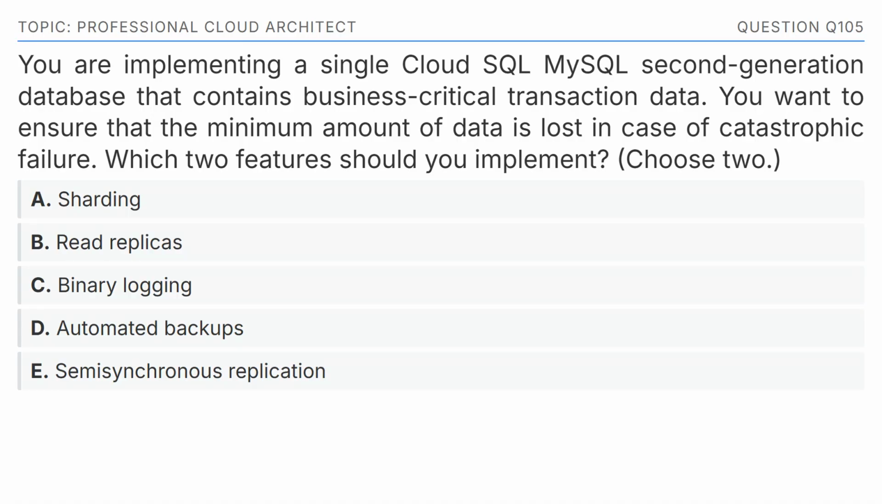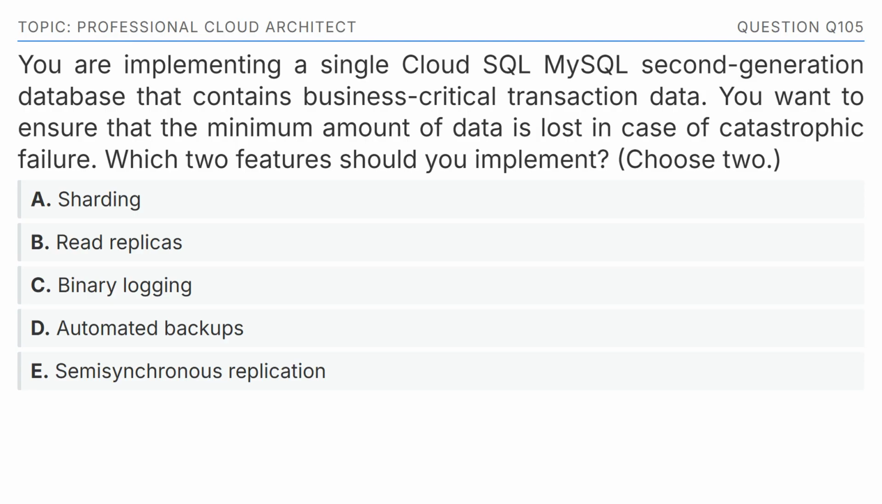You are implementing a single Cloud SQL MySQL second-generation database that contains business-critical transaction data. You want to ensure that the minimum amount of data is lost in case of catastrophic failure. Which two features should you implement?